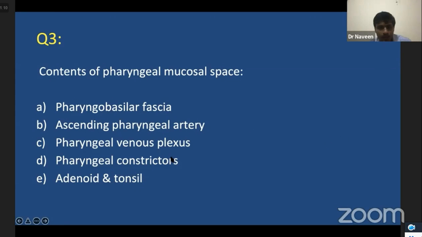Pharyngobasilar fascia is a part of the pharyngeal mucosal space. Ascending pharyngeal artery and pharyngeal venous plexus are a part of the parapharyngeal fat space. Pharyngeal constrictors, adenoid, and tonsils are again the contents of the pharyngeal mucosal space. So the answer is A, D, E. Ascending pharyngeal artery and pharyngeal venous plexus are not part of the pharyngeal mucosal space.